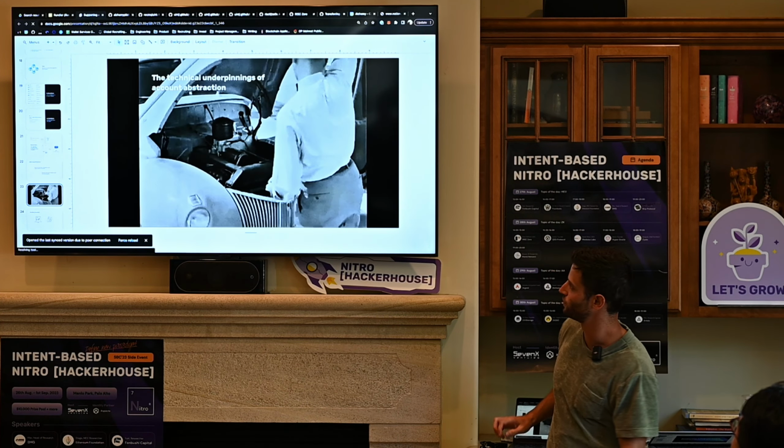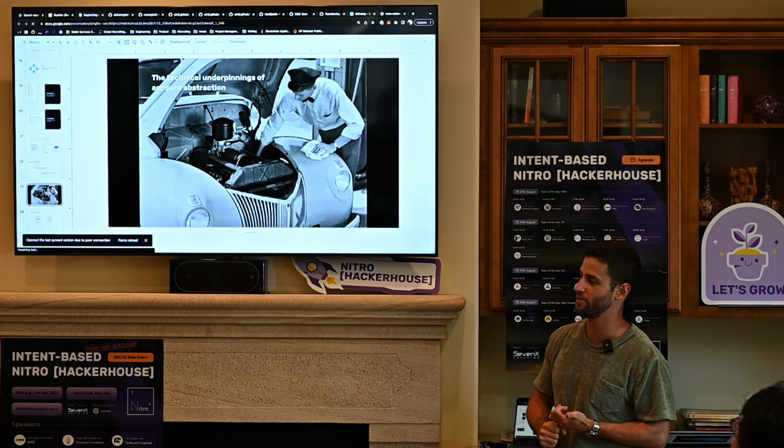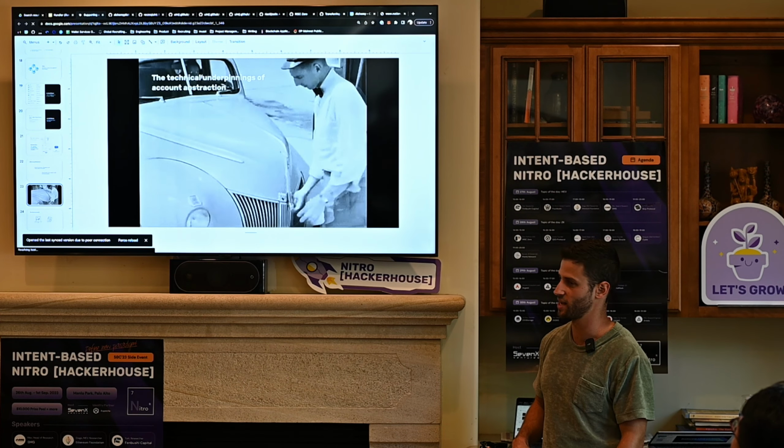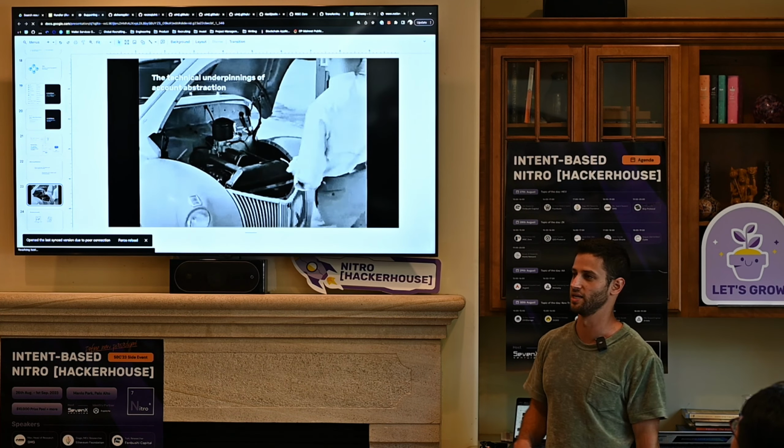So quickly, we'll dive into the technical underpinnings of account abstraction. We'll dive a little bit later into what Alchemy is doing in this space, and then we'll start tying it together back into some of the high-level ideas that we think are really promising here.